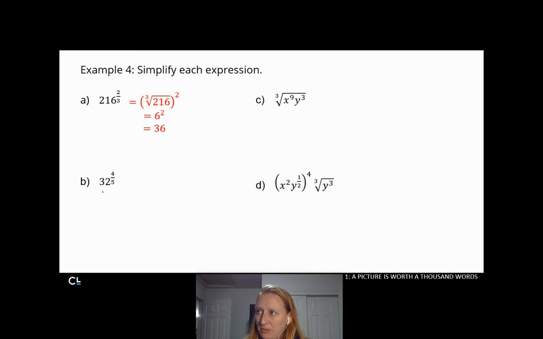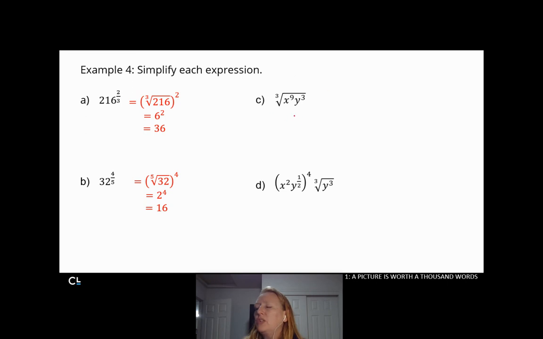Yay. Let's set up this one. Real similar, right? Only I have a power of 4 and a root of 5. So I have the fifth root of 32 raised to the fourth power. You might know this because we actually kind of blazed through this one earlier. The fifth root of 32 is 2, right? 2 times 2 times 2 times 2 times 2 will give you 32. 2 to the fourth power is 2 times 2 is 4 times 2 is 8 times 2 is 16. It's 16. And again, your calculator can do that for you too.